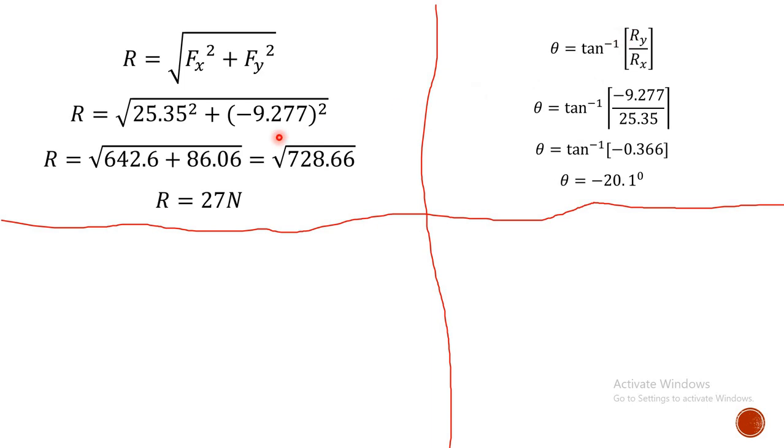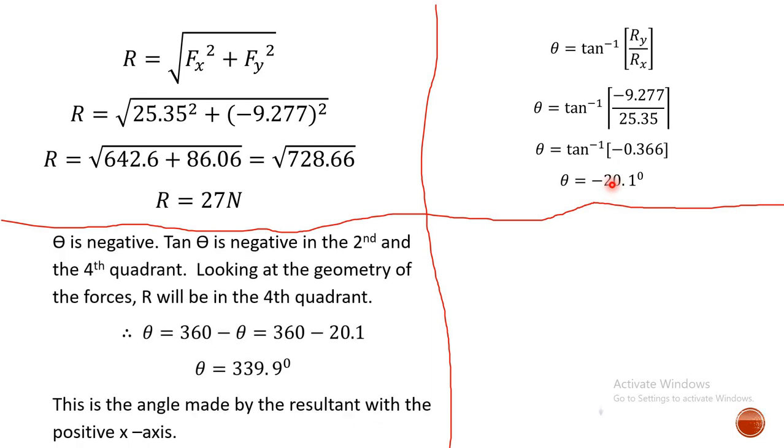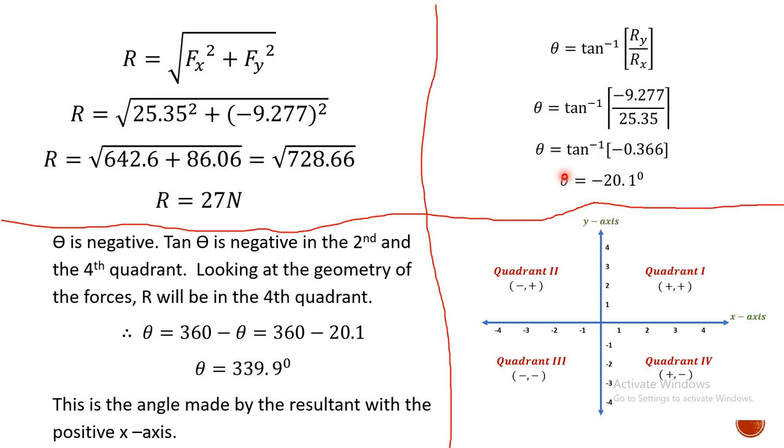So Ry we know is minus 9.277, and then Rx is this. Once we divide and take the tan inverse, we'll get minus 20.1 degrees. But minus 20.1 degrees is a negative angle. Most of the angles you will come across are positive angles.